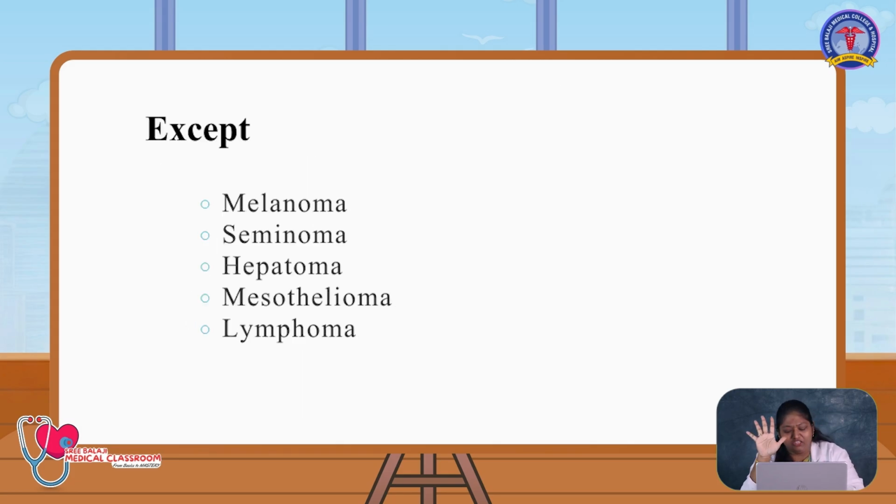There are only 5 exceptions, which is very easy to remember. 5: melanoma, seminoma, hepatoma, mesothelioma and lymphoma. So any tumors which end with oma is a benign tumor. But exceptions are only 5, which is easy to remember, are these 5.